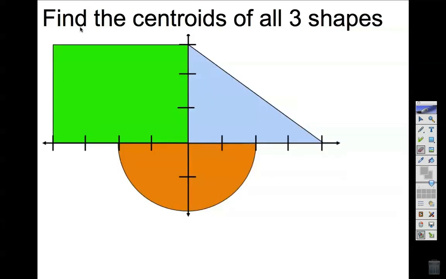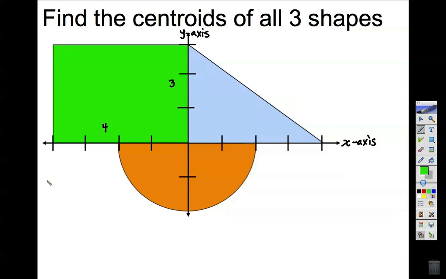Alright, so that's a quick recap of how to find the centroids of these 3 individual shapes. Now we have a coordinate grid. Here we have our x-axis, and up here is our y-axis. Again, 3 individual shapes, so I'm going to find 3 centroids. I need to know the length of the base of this rectangle: 1, 2, 3, 4 units. And the height: 1, 2, 3 units for my rectangle.